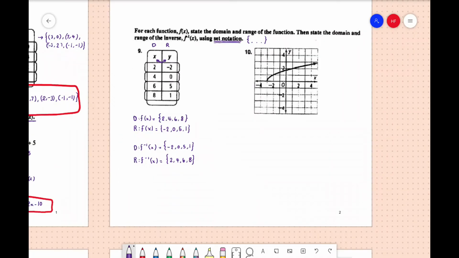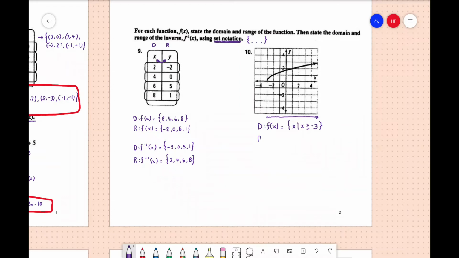Alright, so on number 10, we're finding the domain and the range of the original function first. So the domain of f of x is equal to, we know we find our domain by going left to right. And I see an arrowhead here, so my domain is going to continue on. So we're going to write it in set notation. So it is the set of all x's such that x is greater than or equal to -3.